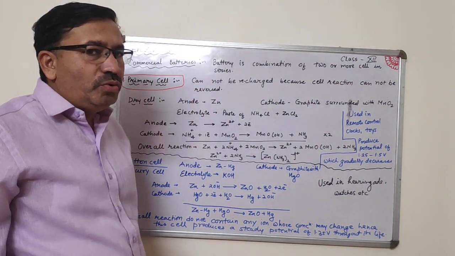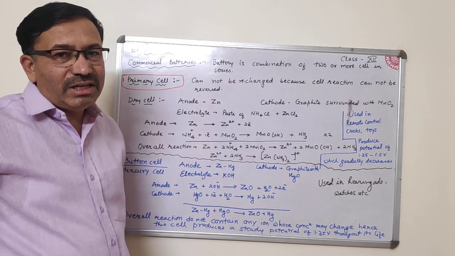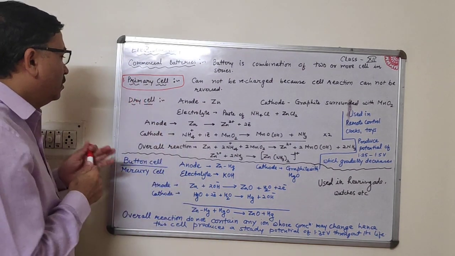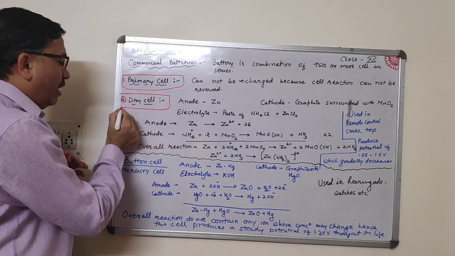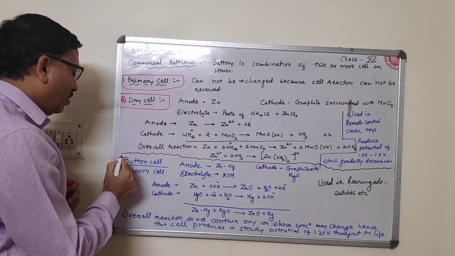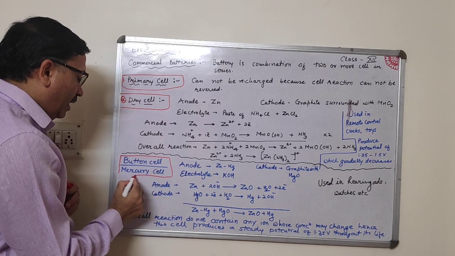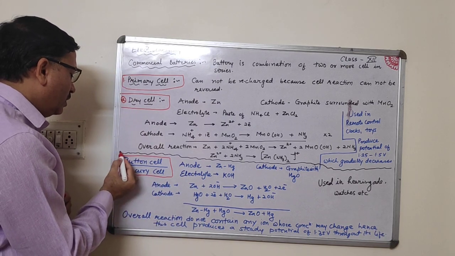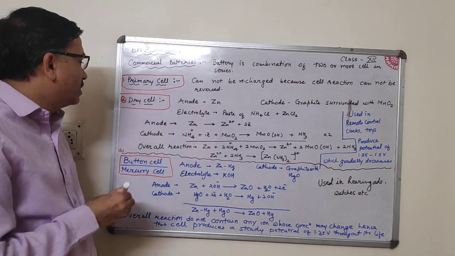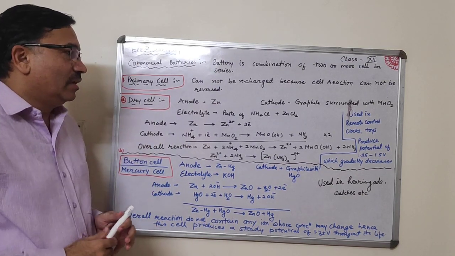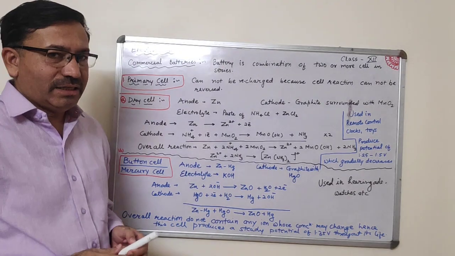We have two such examples in our syllabus. One is the dry cell and another is the button cell or mercury cell. So we have two primary cells in our syllabus, the dry cell and the button cell. First of all, I am taking the dry cell.